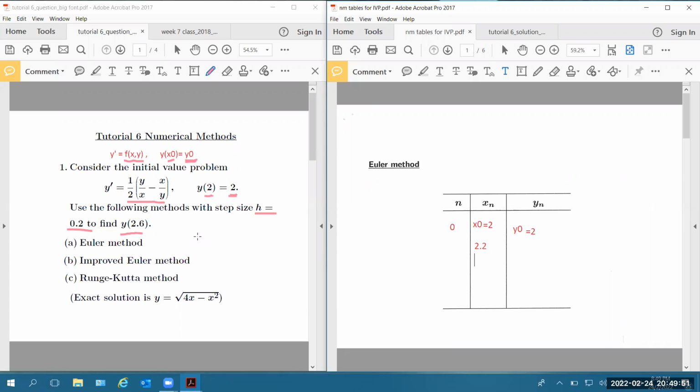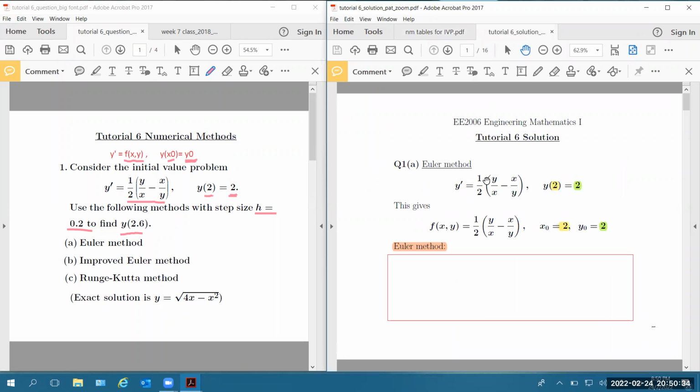So your next one will be 2.4. And then I think the next one will be our 2.6. So we can just stop here. So we know we need to calculate the y until here. Okay. Then after we do this, then we go and fill up the n here. So of course this will be 1, then this will be 2, then this will be 3. All right. So this is how we do it. So let's go and do our Euler method.